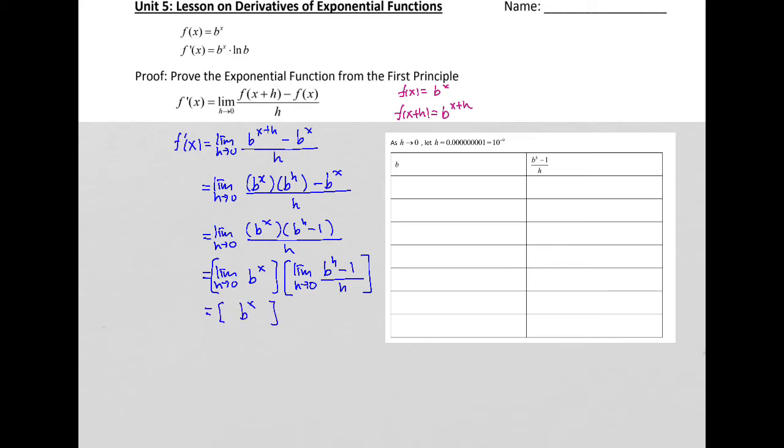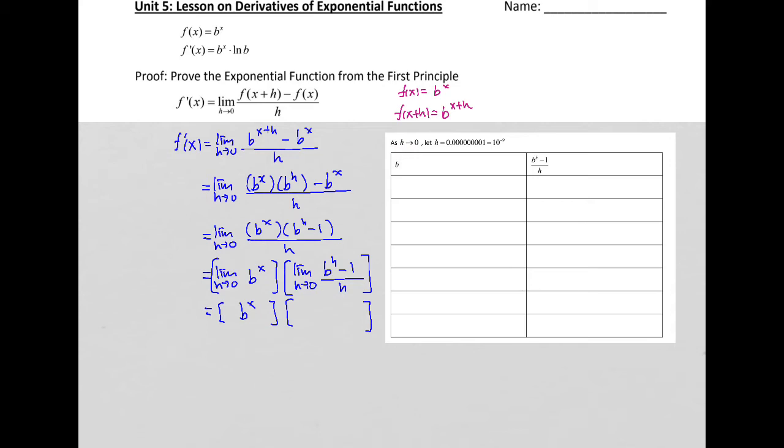The second square bracket, this is what we are not sure of. So we are going to use the table on the right to try to figure out what's inside that square bracket. As we know, h approaching 0 means h is going to be a very small number. So I'm going to say h is going to be 10 to the power negative 9, and I'm going to write this fraction here. I'm going to find out what the value is at different b values, the different base.